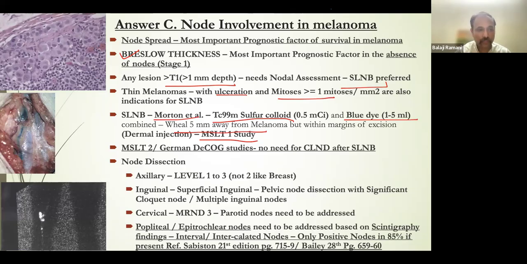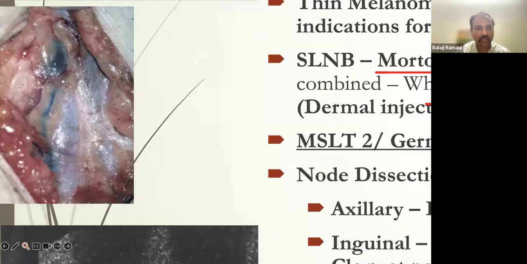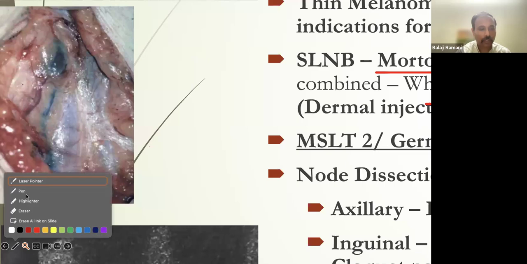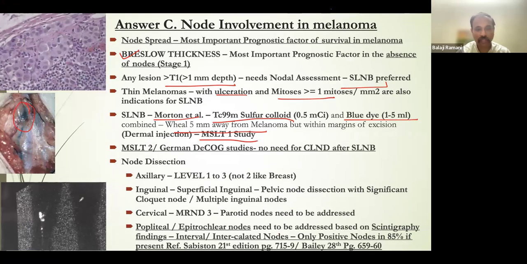So what they do is they will identify the node, and this is the node which is getting identified. You can see this is probably the femoral vein that is there, and you can see that the melanoma is going to be present here, and the sentinel lymph node is present here. You can see the blue node which is beautifully identified.